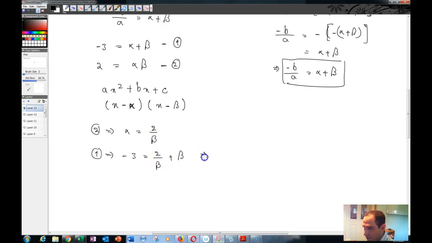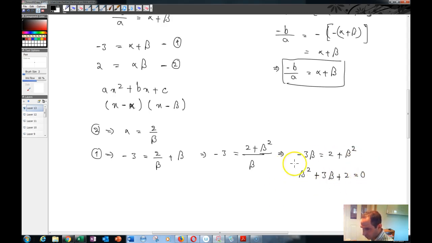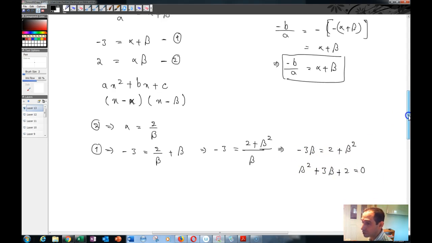And that means that negative 3 is equal to 2 plus beta squared, all over beta. And that basically means that negative 3 beta is equal to 2 plus beta squared. And what that means is that beta squared plus 3 beta plus 2 is equal to 0. Now, if you solve this equation, you'll be able to have two values for beta. Okay, so let's solve this equation first, and then we'll go back there and find out what alpha is.